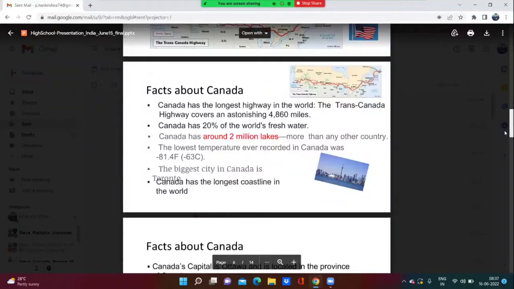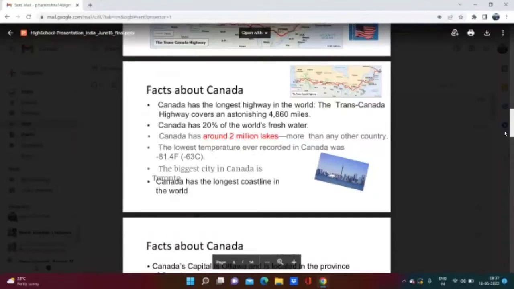Canada has the longest highway in the world, the Trans-Canada Highway, and it covers an astonishing 4,860 miles. And also Canada holds 20% of the world's fresh water. Around 2 million lakes Canada has, and that is more than any other country in the world. And going with the 20% of the world's fresh water, that fits nicely. It can get very cold in the north.